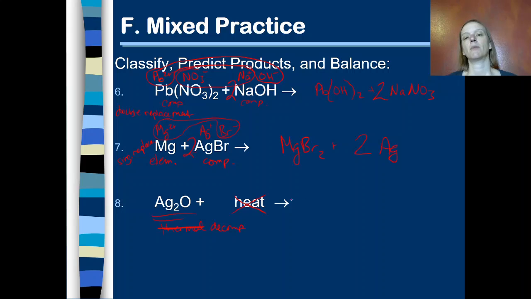So my separate elements are silver, and that's not diatomic, so I'm just going to leave it like that. And oxygen. Oxygen is a diatomic element, so it needs a 2. And to balance, I'm going to need 2 oxygens, but then that gives me 4 silvers, so I need a 4 here.